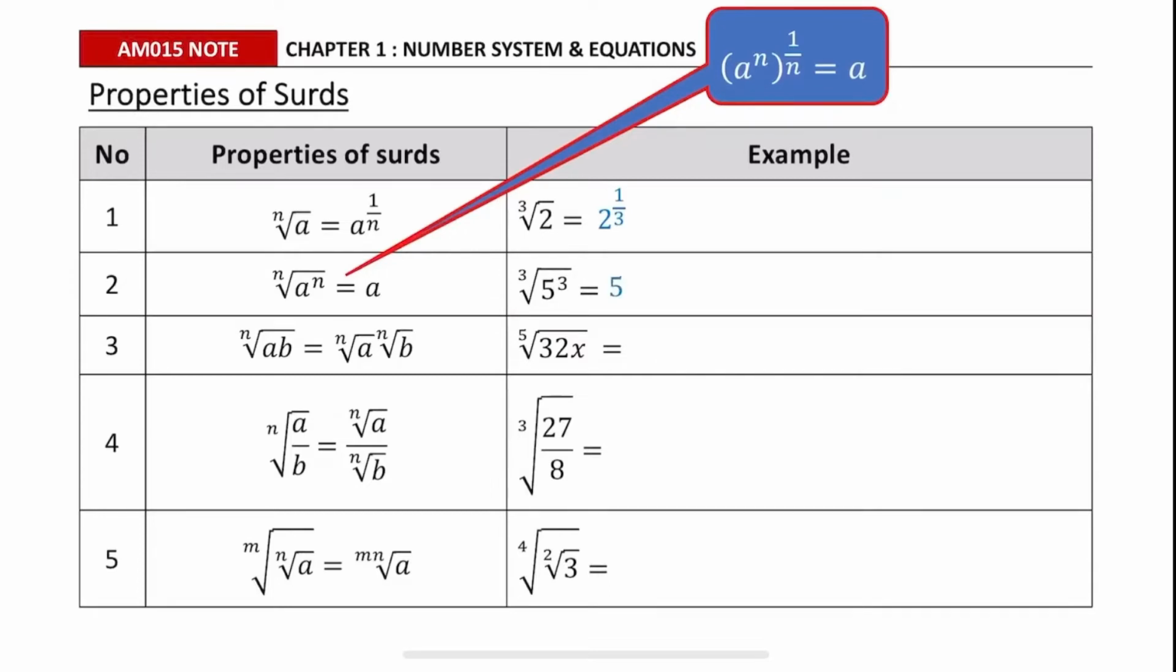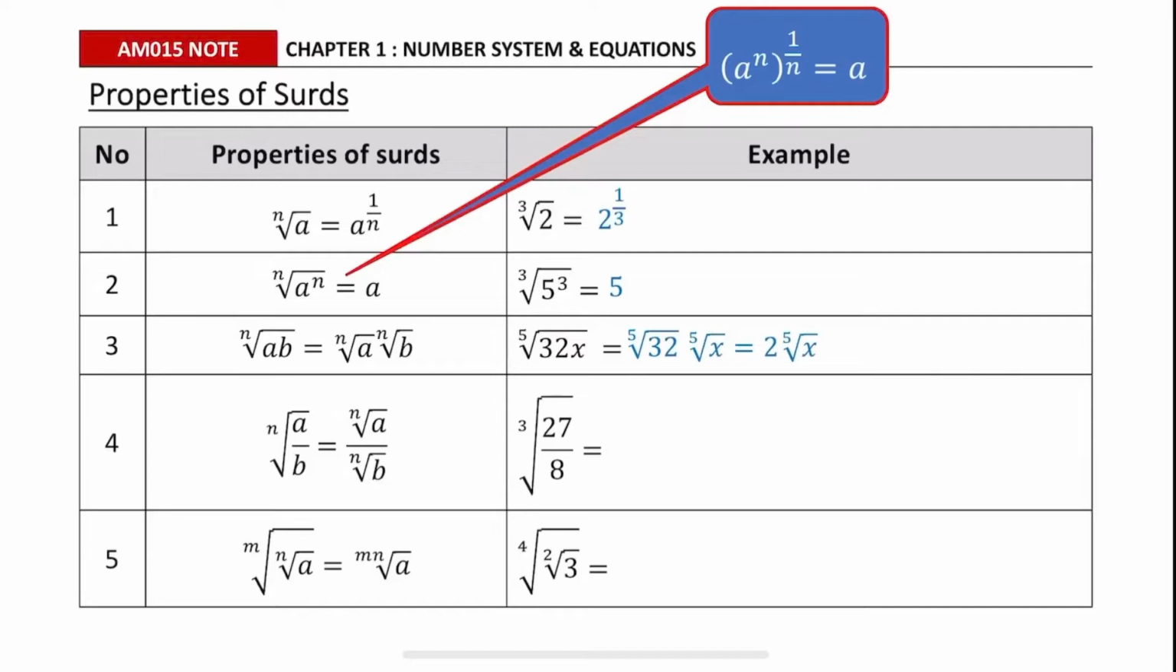The third property is that the nth root of ab is equal to the nth root of a multiplied by the nth root of b. That means we can split a single surd into the multiplication of two surds. The example is the fifth root of 32x. This is equal to the fifth root of 32 multiplied by the fifth root of x, which can then be simplified to 2 multiplied by the fifth root of x.